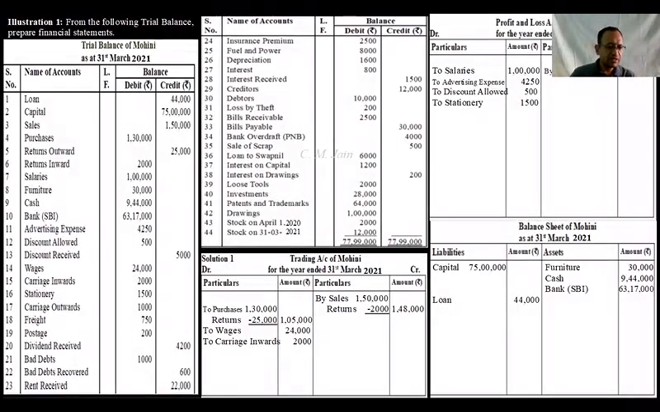Then we are given carriage outwards. As we just discussed, carriage outwards is a selling expense. It is an indirect expense. So it will come in profit and loss account debit side. To carriage outwards 1000.